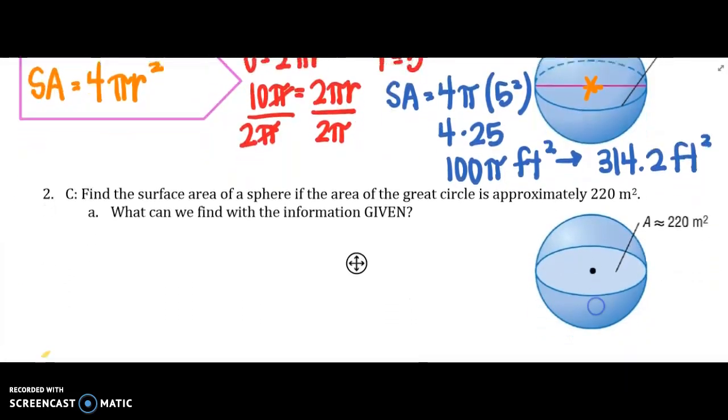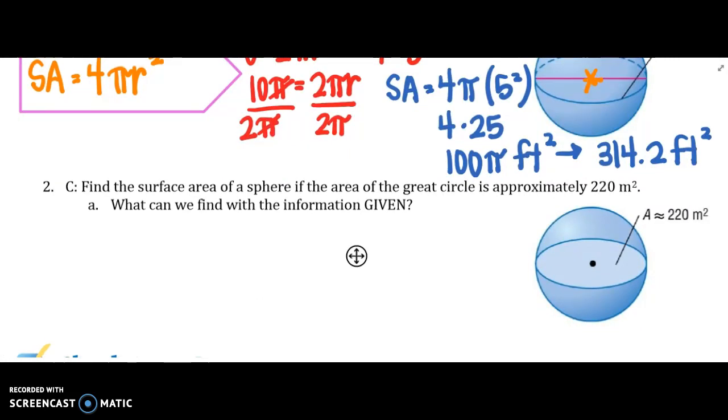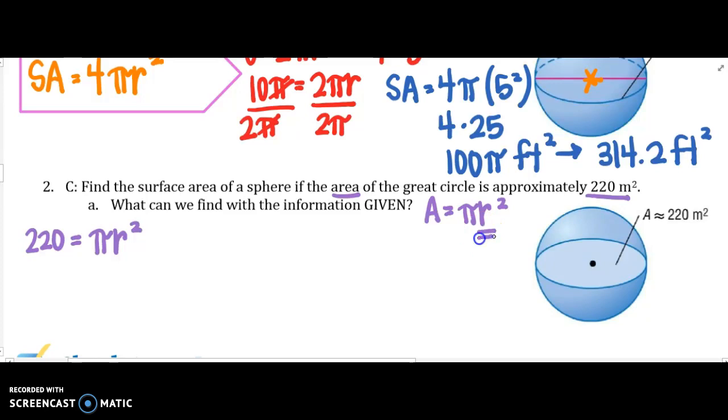All right, last one, another type of problem. Find the surface area of a sphere if the area of the great circle is 220 meters squared. So we're dealing with area here. The area of a regular circle is pi r squared. We have to remember those two. So I'm going to plug in 220 equals pi r squared. I need my radius to make sure I can solve for my surface area. I'm going to divide both sides by pi.